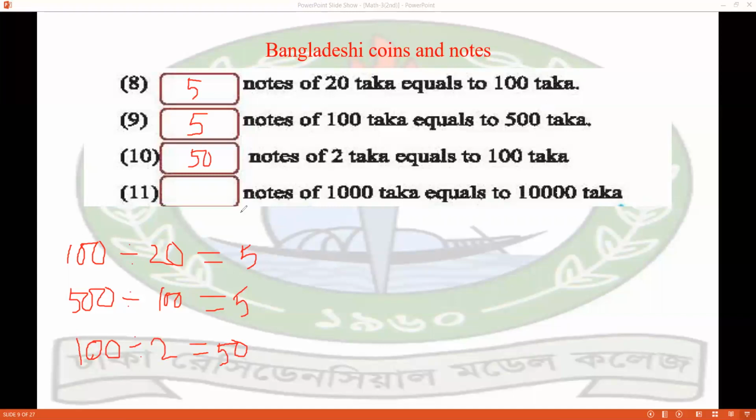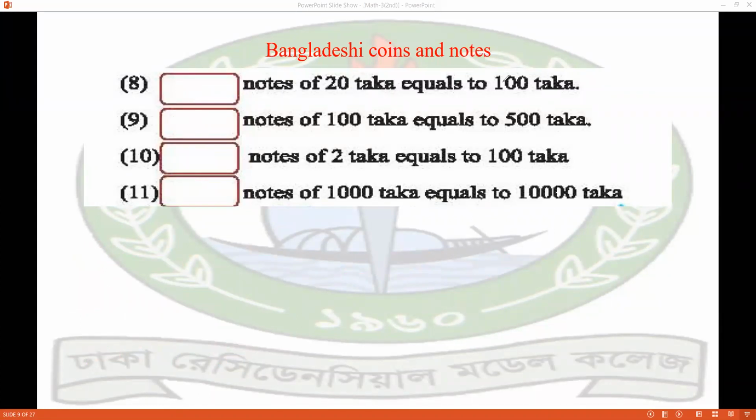Then next one, how many notes of 1000 taka is equal to 10,000 taka? So we have to find it by the division process. This is the 10,000. 10,000 division 1000. Here will be result 10. So we write here 10. 10 notes of 1000 taka is equal to 10,000 taka. We solve these types of math by the division processes.